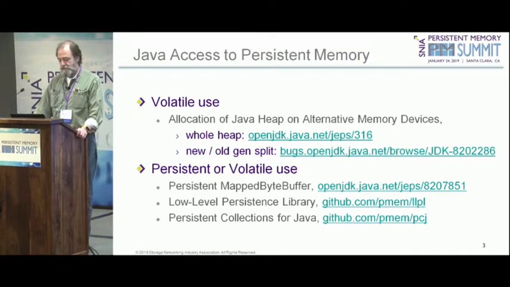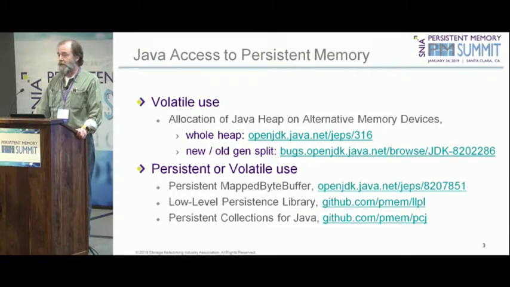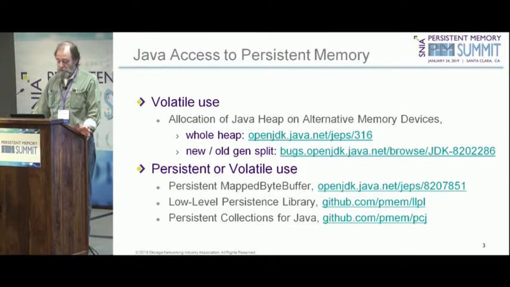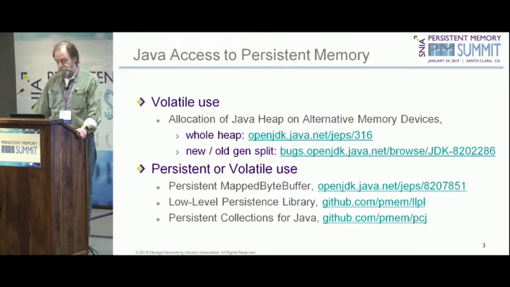The second set of bullets is libraries or extensions to Java that allow both persistent and volatile use. The first one is a proposal by Red Hat, which takes a common Java class, a mapped byte buffer, and extends it to allow you to map persistent memory. Really the only change there is that the force method on the buffer, which forces media out to disk, is now capable of forcing cache contents out to persistent memory. So anything that worked with byte buffers will work with persistent memory. That's a really good idea.